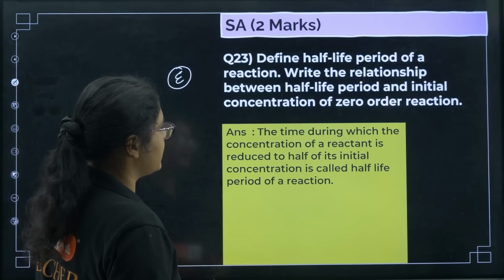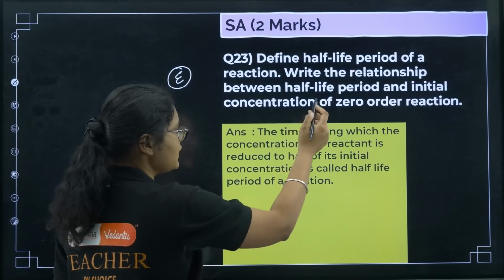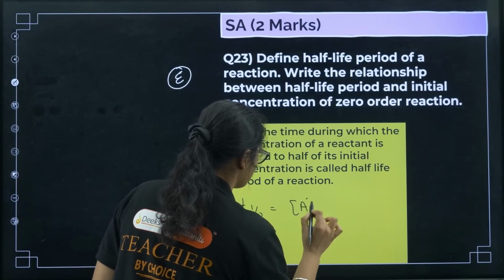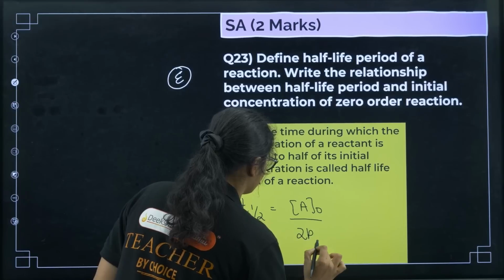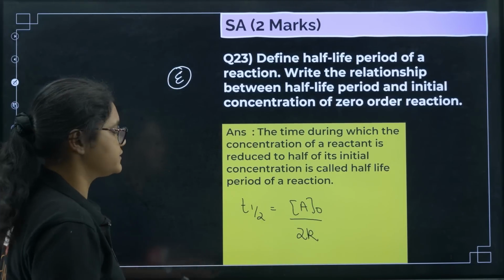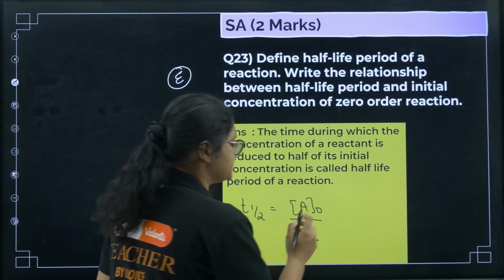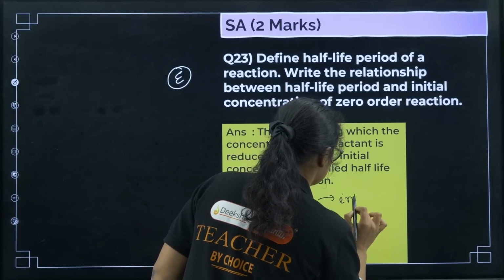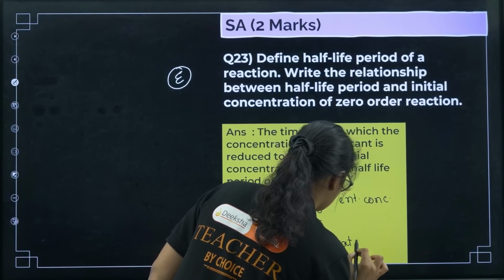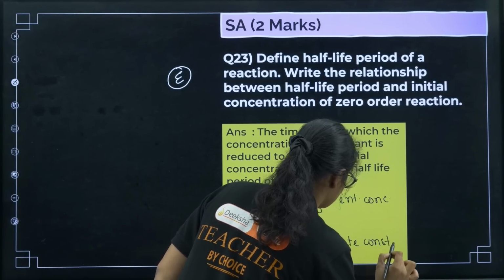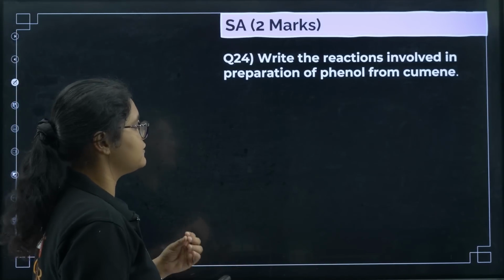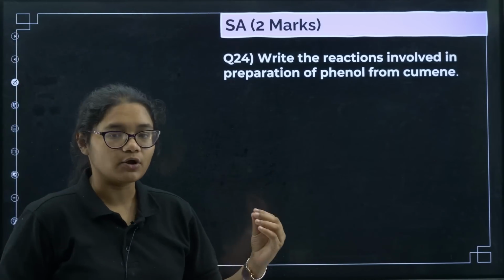Now if I want to calculate the relationship for 0th order, t half is equal to A naught by 2k, where A naught is the initial concentration, k is the rate constant. So you have to write this and this. Also mention the terms. Here it is initial concentration and here it is rate constant. Clear? Okay.